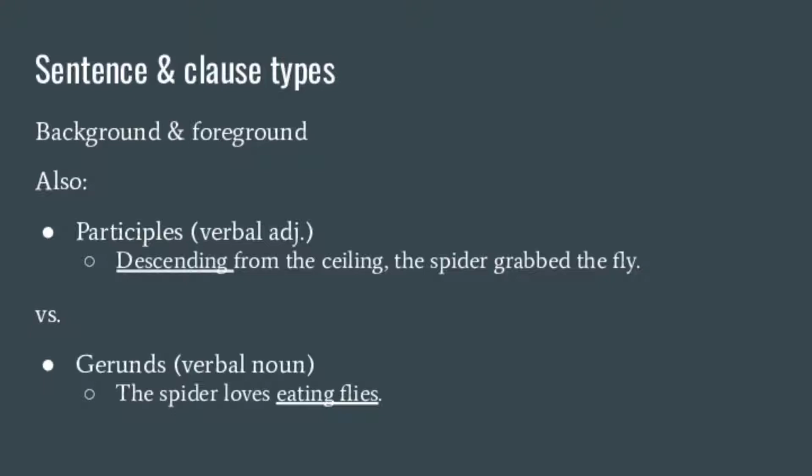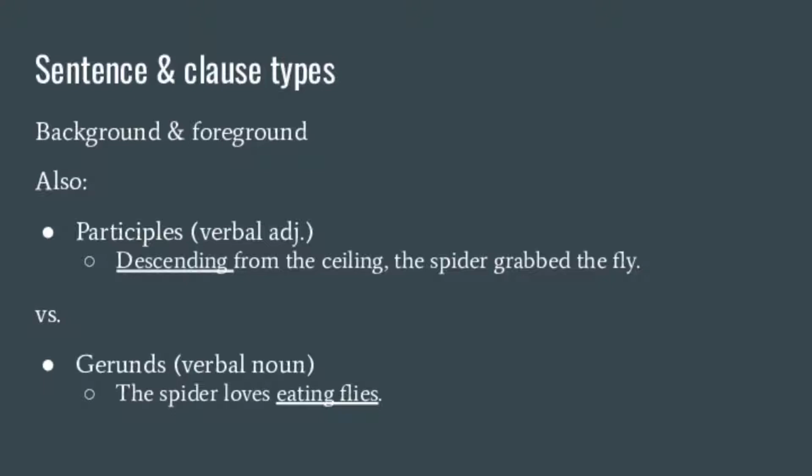So by backgrounding this with a participle phrase, it flows better, which is different from a gerund or a verbal noun. The spider loves eating flies. I think I must have been hungry when I wrote these slides. The spider loves eating flies. It's a verb that also functions as a noun. It's the object of loves, and as a verb, eating can take an object like flies. It's a gerund. So it foregrounds or emphasizes a noun. So participles are different. They can background information in context.